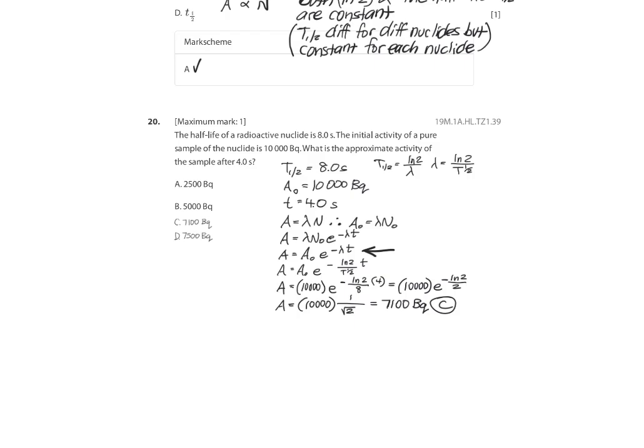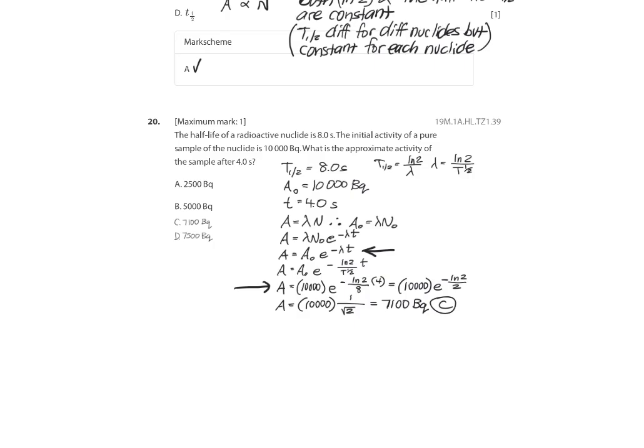I know my original activity is 10,000 becquerels, so really I just have to put in e to the negative lambda t. I know that the half-life is natural log of 2 over lambda, so lambda is natural log of 2 over the half-life. The half-life is 8 seconds, and t is going to be 4 seconds. And so I substitute in the 10,000 becquerels, the time and the half-life, and that resolves to 10,000 times e to the negative natural log of 2 over 2.